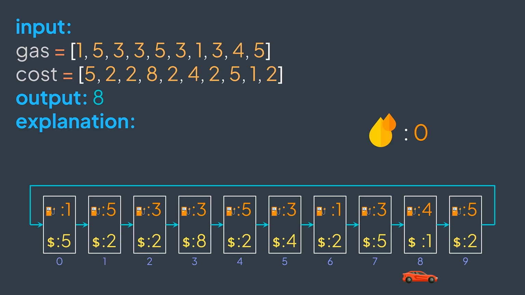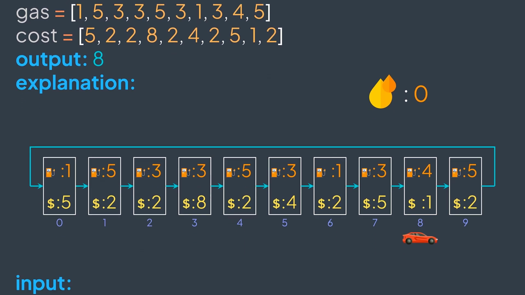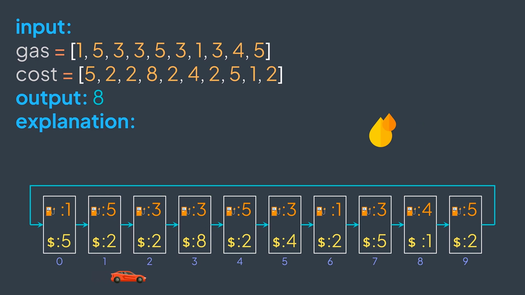You could see that the amount of gas never became negative, which is not the case for all the stations. For example, with station 1, we add 5 and pay 2, we add 3 and pay 2, we add 3, and here if we pay the 8 to move to the next station, the amount of gas becomes negative, which means that we can't continue. The station we started from is not the right one.